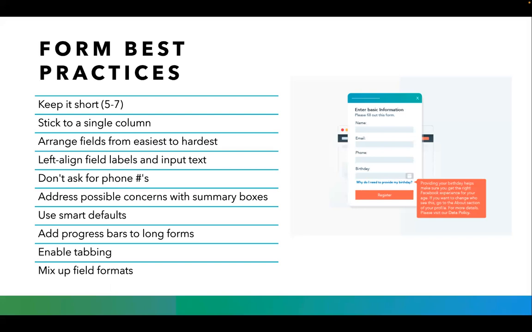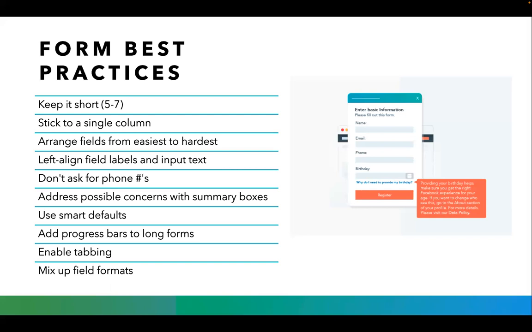Number 6, address possible concerns with summary boxes. So summary boxes can be added to a form to explain why you need specific information. So if you're asking for the company name and a company address, say the company address helps us fulfill a certain need. Explaining why you're collecting this type of data can help ease their mind and ensure that you're not being sketchy, creating that relationship with your visitor.